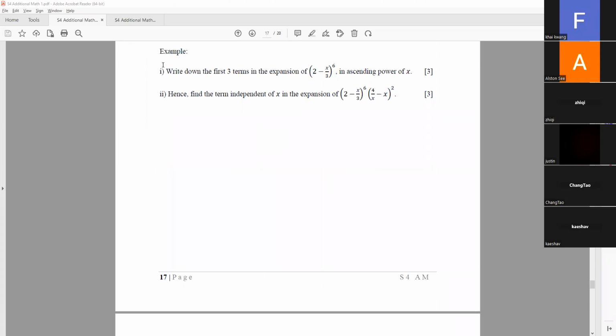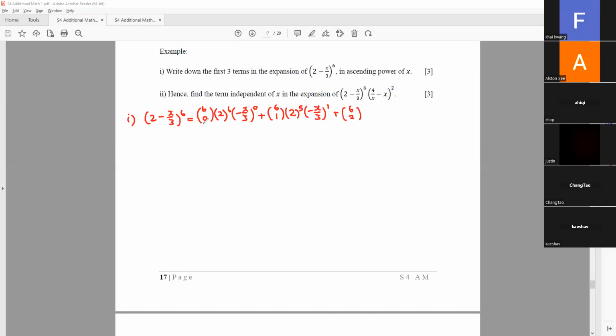First example, write down the first three terms in the expansion. So you know it's just the first three terms. You don't need to go and use your general term to write down the first three terms. Okay, so using the formula, how to expand? The first one is what? 6, 0. Always start from 0, 2 to the power of 6, negative x over 3 to the power of 0. 6, 1, 2 to the power of 5. The power will keep decreasing, the other power will keep increasing. So now it becomes 1. The next one, 6, 2.